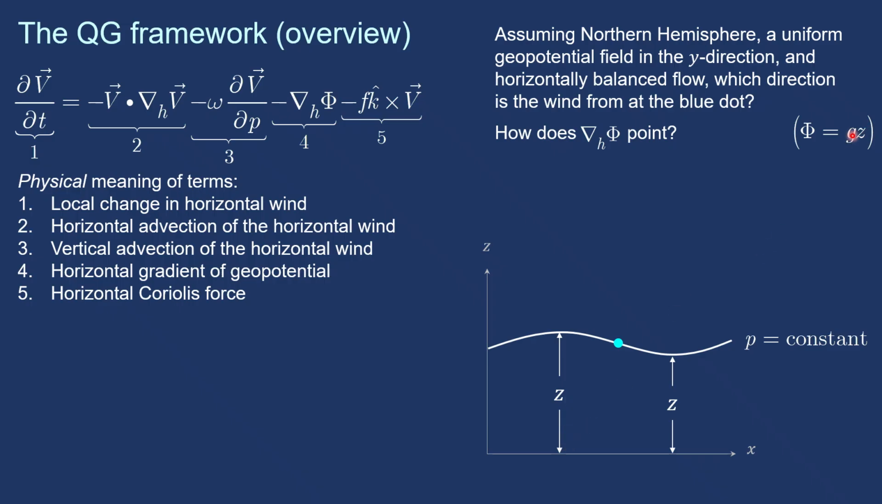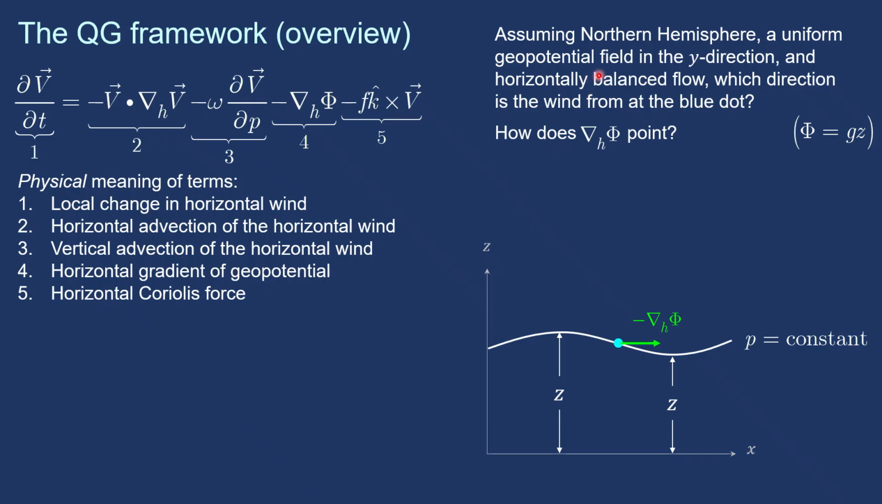And since g doesn't change anywhere, the larger value of z to the left suggests that geopotential is larger to the left, which suggests that the gradient of geopotential points to the left, or points westward toward larger values in this image. However, when we look at the term in the equation, we see that it's not del sub h phi, but it's negative del sub h phi. And so negative del sub h phi actually points east in this image.